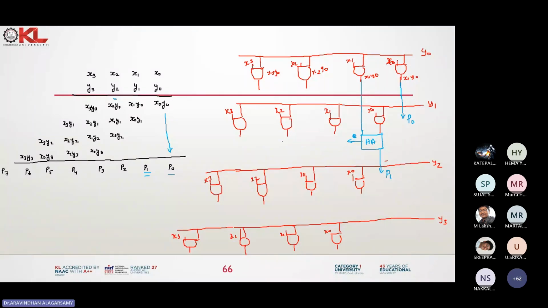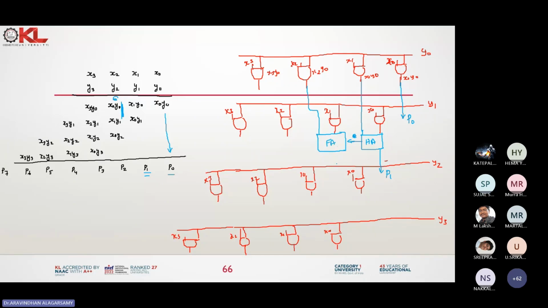So what is the next stage we can do? We can add these two inputs along with the carry. Yes or no? Are you agree? Yes, sir. Next, for P2, we have to add these two along with the carry of your previous stage, right? So we add these two along with the carry. Then what is the adder it is? Full adder. Very good. Full adder.